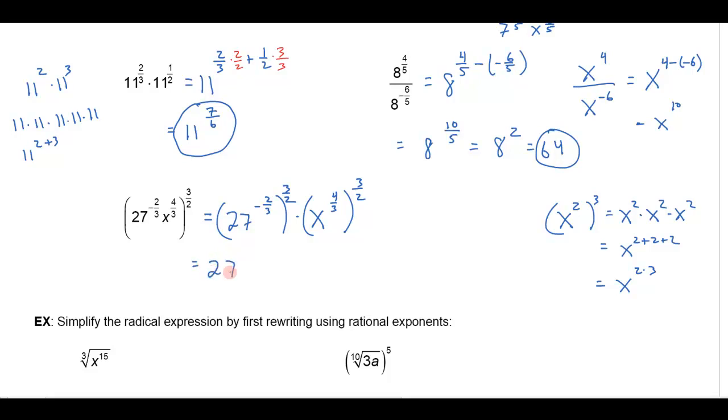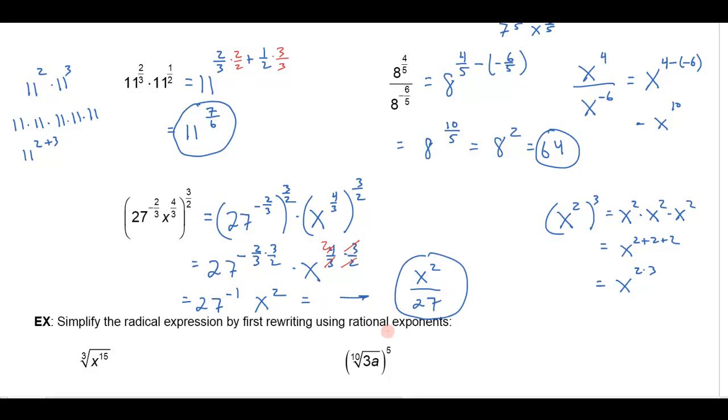This is going to give me 27 to the negative 2/3 times 3/2, and then I'll have x to the 4/3 times 3/2, and so I'm going to end up with 27 to the negative 1, negative 6 over 6, and then I'll get x to the 2 power here. So then I can write this as x squared over 27, because 27 to the negative 1 is 1 over 27.